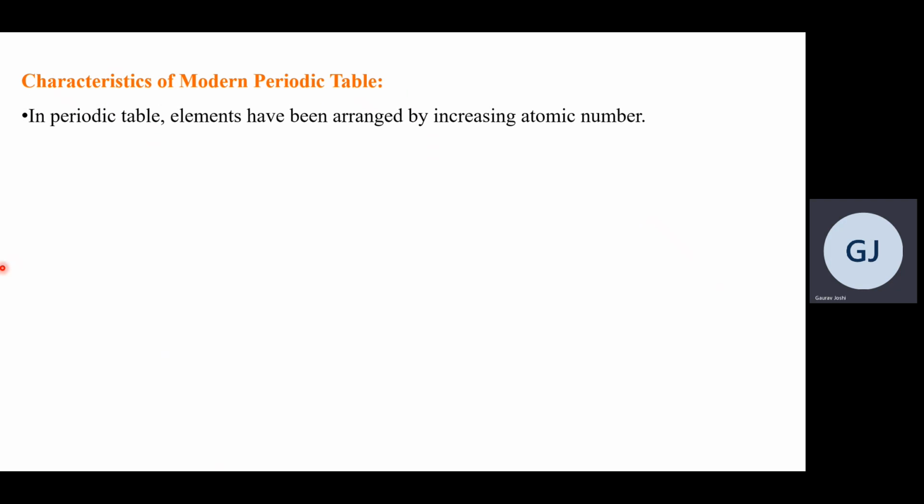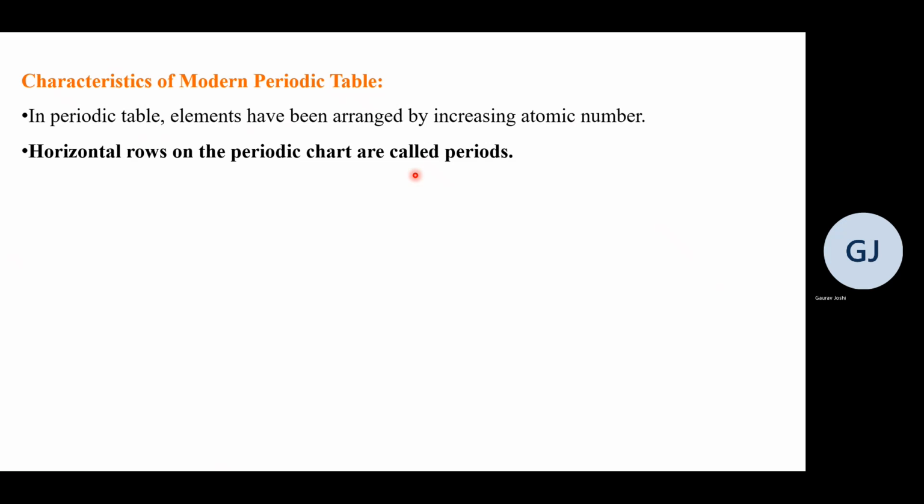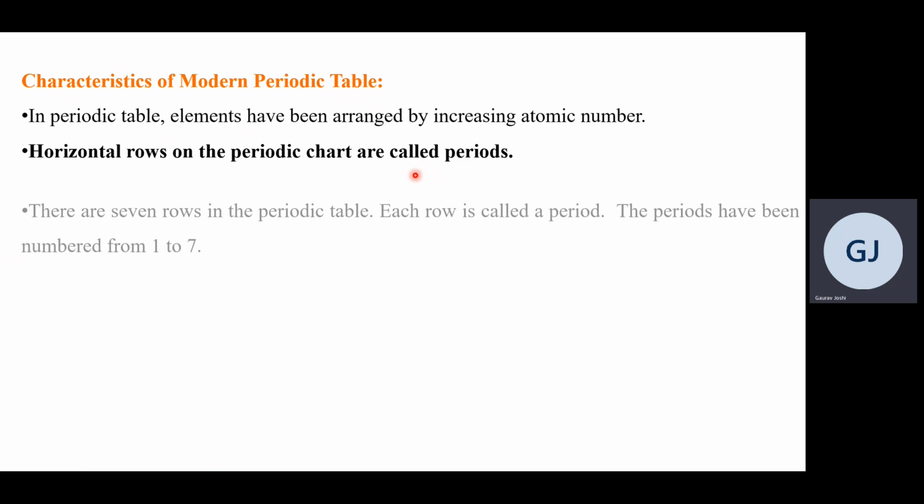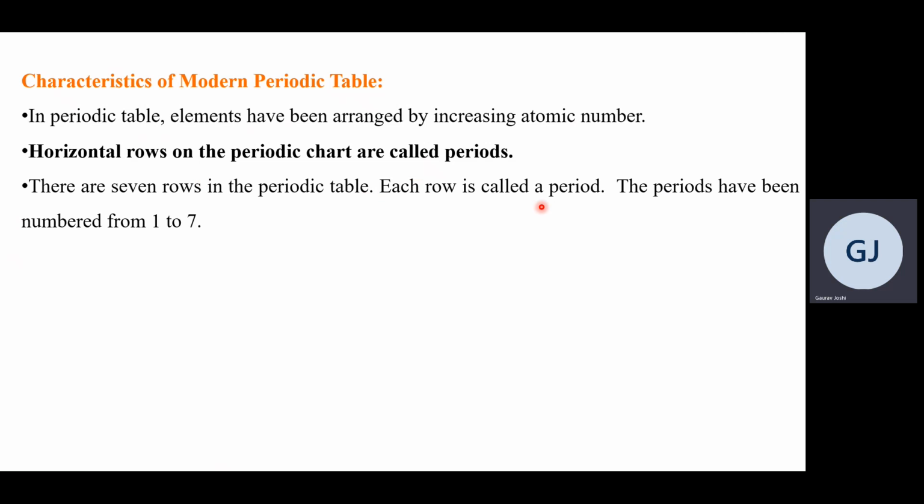Firstly, I'll go with the brief characteristics of the modern periodic table. In the modern periodic table, elements have been arranged by their increasing atomic number. We have discussed this. So we have an increasing atomic number here rather than the masses. The horizontal rows here are called the periods, and there are 7 rows in the periodic table. Each row is called a period. The periods are numbered from 1 to 7.